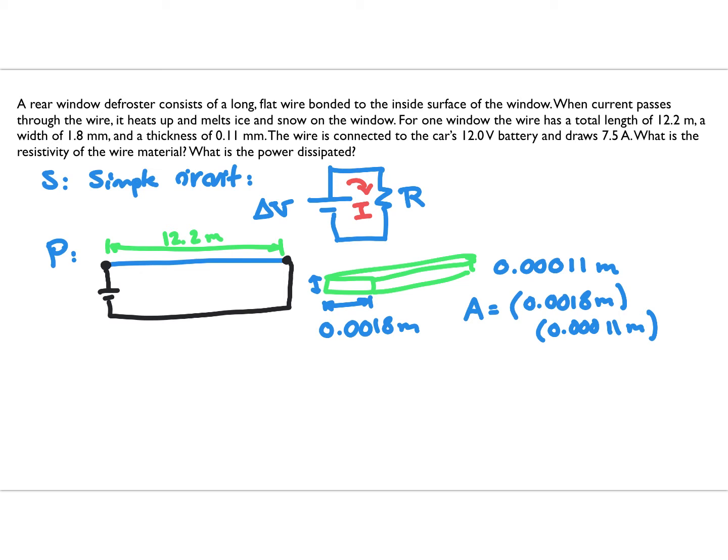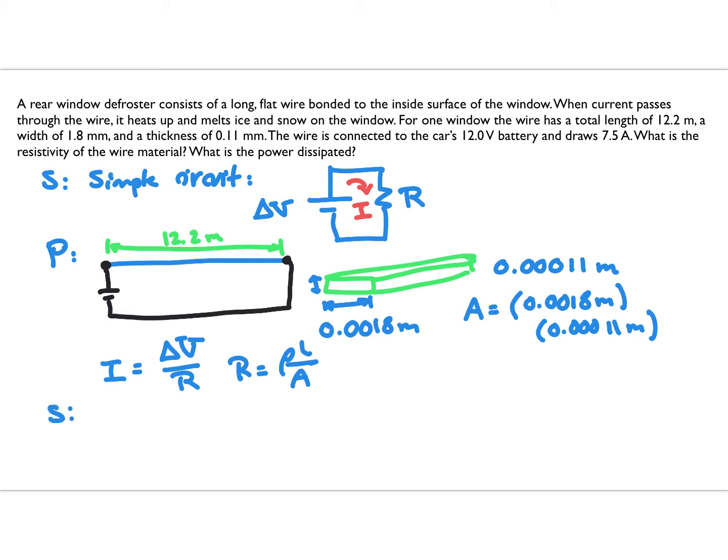That's enough preparation, except I want to identify relevant relationships. We know the current in a resistor is equal to delta V divided by R, and we know that the resistance is equal to rho times L divided by A. With that in hand, we're ready to solve.